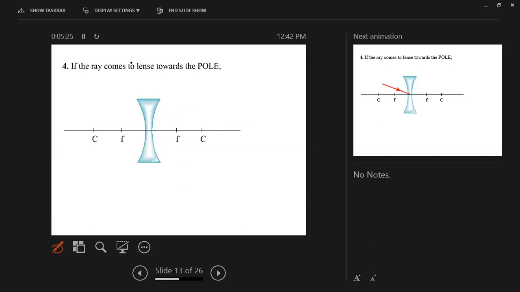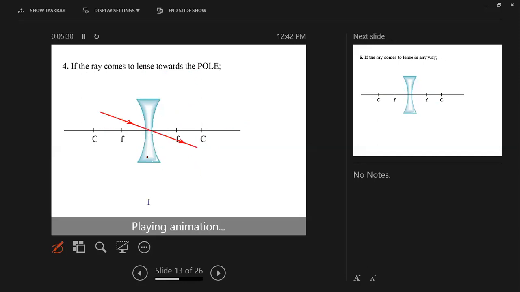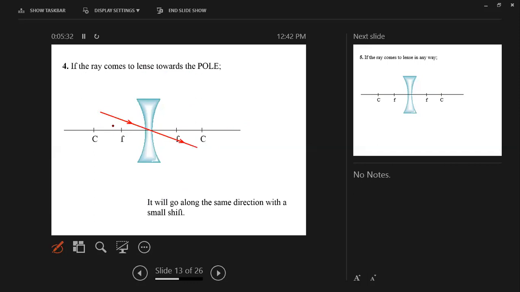The fourth ray, if the ray comes to the lens towards the pole, what is going to happen? This is the easiest part. It is going to go as it is, like it happens in the converging lenses.